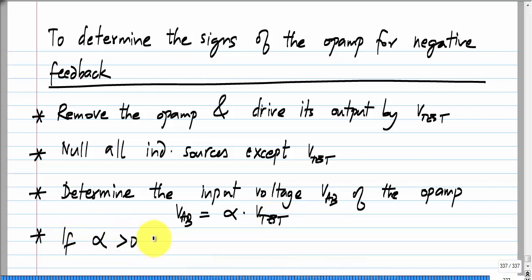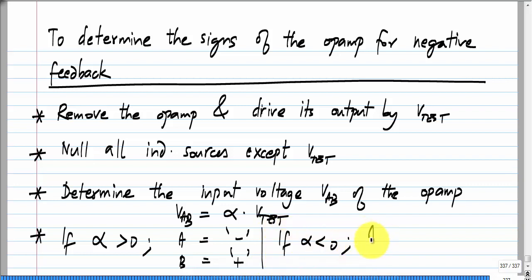If alpha is greater than 0, then A is the negative terminal of the op amp, B is the positive terminal of the op amp. Instead, if alpha is smaller than 0, then A is the positive terminal of the op amp and B is the negative terminal of the op amp.